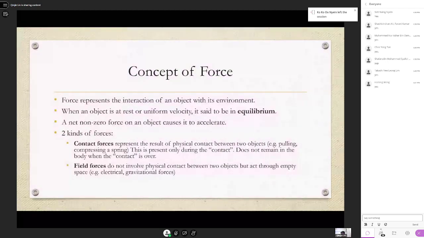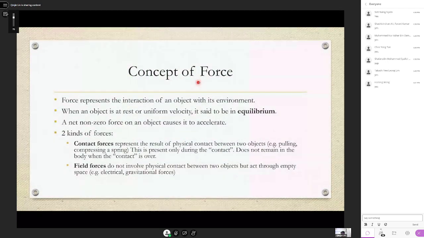Okay, before the 3 laws, we need to first understand the concept of force. So what is force? Force represents the interaction of an object with its environment. And these are some characteristics. When an object is at rest or at uniform velocity, at rest means not moving. Uniform velocity means it can be moving, but the speed doesn't change. So when it is in those states, we say that it is in equilibrium. A net non-zero force on an object causes it to accelerate. This means that if you apply a force, it will cause the object to start to move.